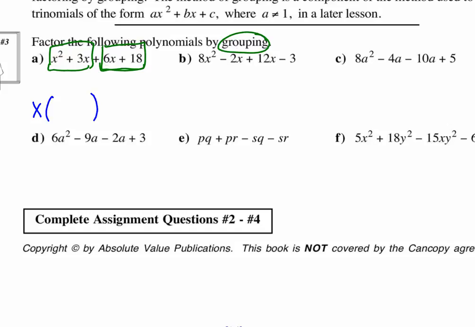And what are we going to do then? We're going to factor out the GCF of X for the first 2. If I factor out X from the first 2, what am I left with? X squared divided by X is X. 3X divided by X is 3. Now I'm grouping the second 2, and I'm finding the GCF for those 2. What can you divide 6x and 18 by? 6.